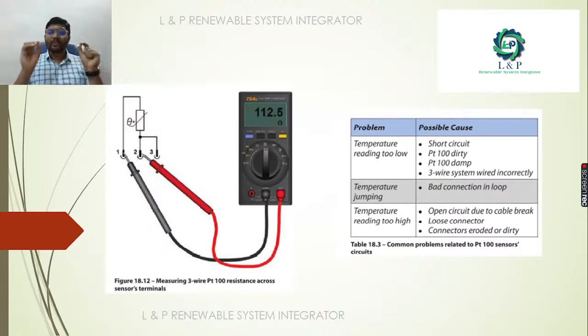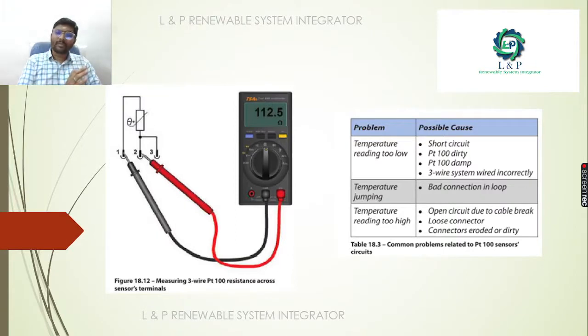So now, if you want to measure the ohms of a 3-wire PT100, this is how you need to measure the resistance. Mostly it will be in the range of 112.5 ohms. Most importantly, we'll have some problems. There will be causes for some of the problems.